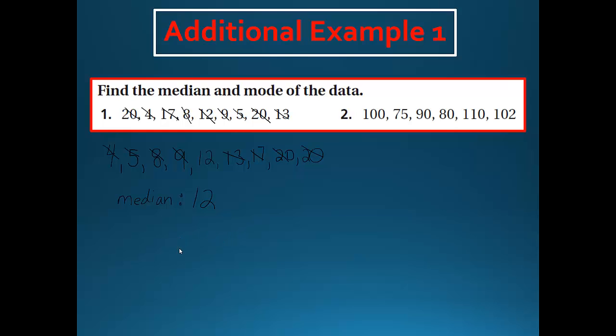Now I want to find the mode. So I can write my numbers out again. I've got 4, 5, 8, 9, 12, 13, 17, 20, and 20. The mode is the number that appears most often. You can see that 20 appears 2 times and every other number only appears once. So my mode is 20.